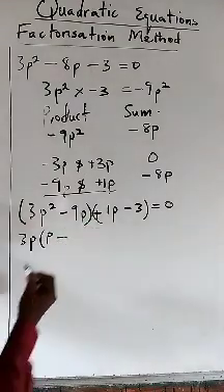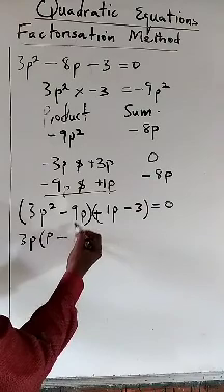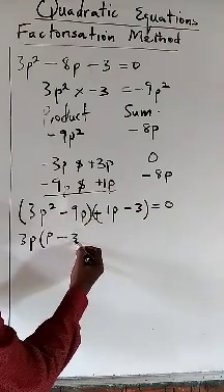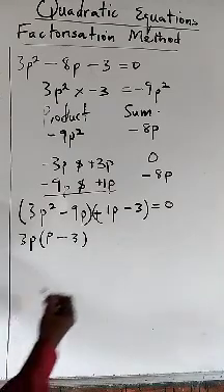Minus, divide this one by 3p. The 3 will cancel 3, 3 in 9 is 3. Then the p has gone. So that is what will be left here.